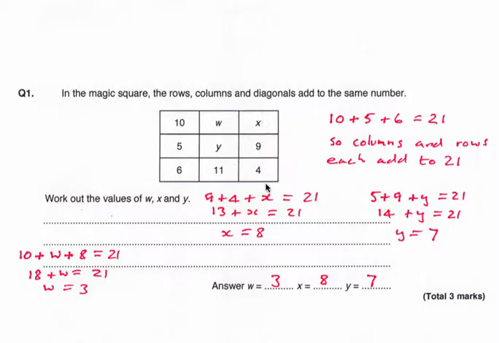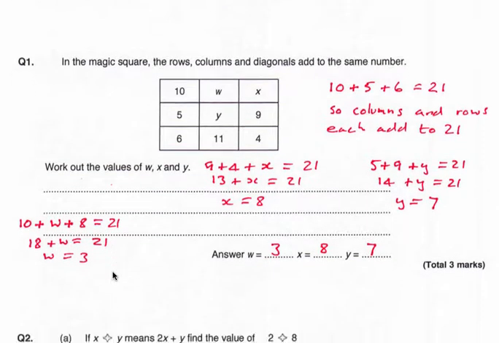We can look at the column with x in it. 9 plus 4 is 13, 13 plus x is 21. So x is equal to 21 minus 13, which is 8. So we just have to find w now. If x is 8, 8 plus 10 is 18, w is 21 minus 18, which is 3, to give answers of w is 3, x is 8, y is 7.